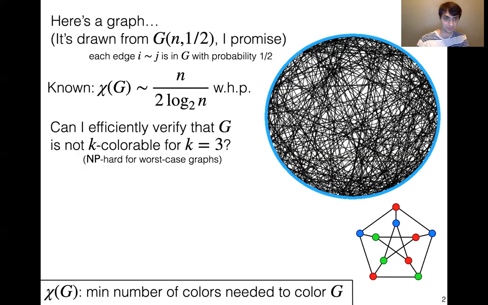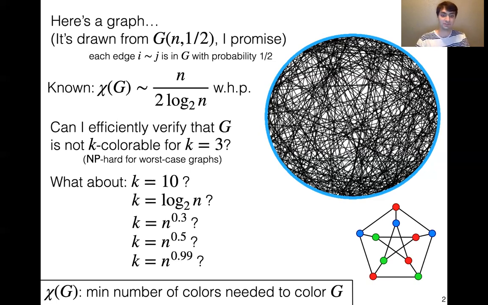And the question I want to ask is, can I efficiently verify that the graph G is not k-colorable, say for k equals 3? And this is actually pretty easy to do because a random such graph will have a four-clique with high probability, and you can efficiently find such a subgraph, and that will certify that the graph is not 3-colorable. But what about, say, k equals 10, k equals log n, or even k equals n to the 0.3, k equals square root n, or k equals n to the 0.99? For what k can I efficiently verify that the graph G is not k-colorable?